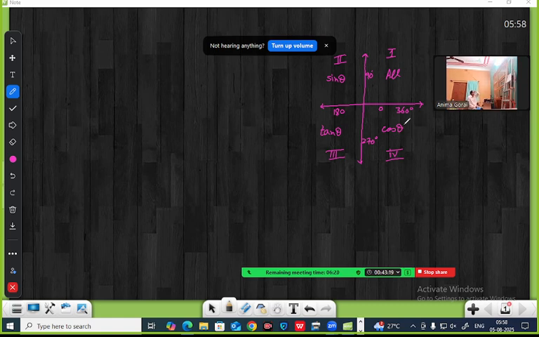Now we'll find first the value of sin theta. First we know that sin 0 degree is 0, sin 30 is half, sin 45 degree is equal to 1 by root 2, sin 60 is root 3 by 2, and sin 90 is equal to 1.